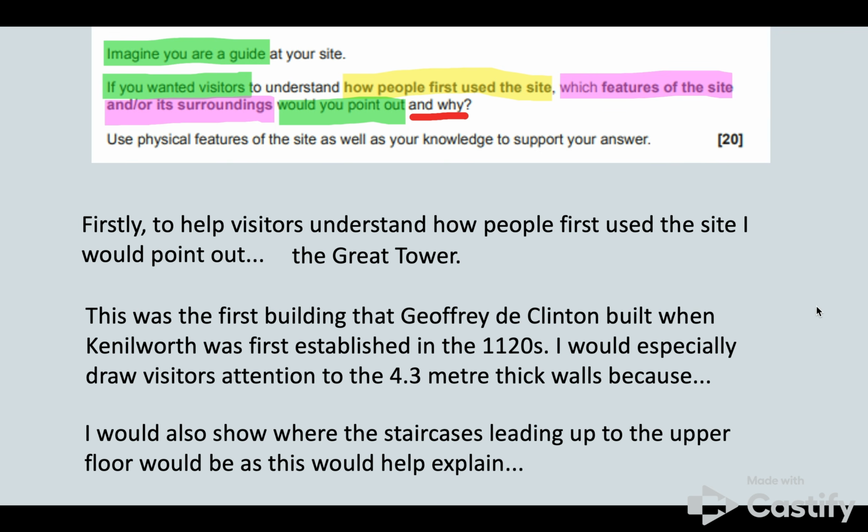Then also with the Great Tower, I might say, I would also show where the staircases leading up to the upper floor would be, as this would help explain. And I'm just thinking about different things I could show, and I'm trying to really imagine I'm there at Kenilworth and I'm pointing, showing people things, and I'm telling them, I'm helping them understand what that tells you about how people first used the site. Okay, so read questions carefully, and don't get tricked by a weird question like this. Just go along with it. This is inviting you to talk as if you were a guide.